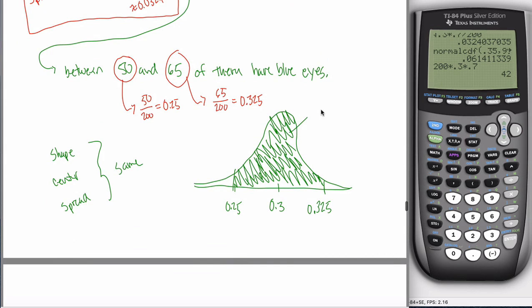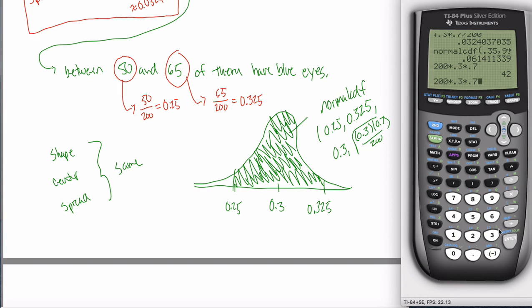And to answer this question, it's just another normal CDF. The lower bound is not 50, but 0.25. The upper bound is 0.325, 25%, 32.5%. The center is still 0.3, and the spread is still this obnoxious formula, the square root of 0.3 times 0.7 divided by 200. Take your calculator and you type that all in. If you're lazy like I am, you might just pull up the most recent entry. Might have to do that a couple times.